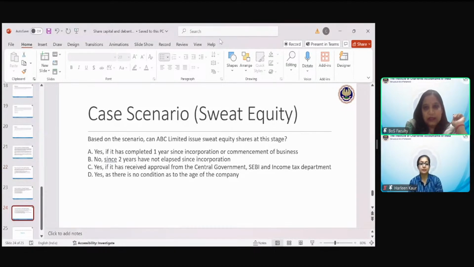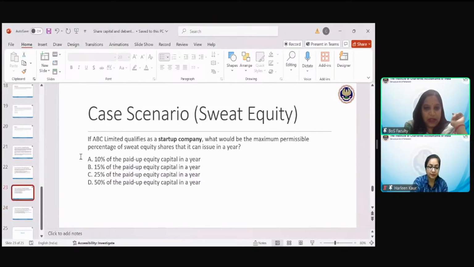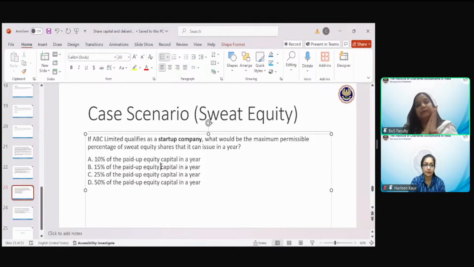Now, there is one more thing. See, the same question can be asked in this manner also. The same question. I hope this is clear. Yes. Now, let's go to one other MCQ, which is this. Tell me the answer.